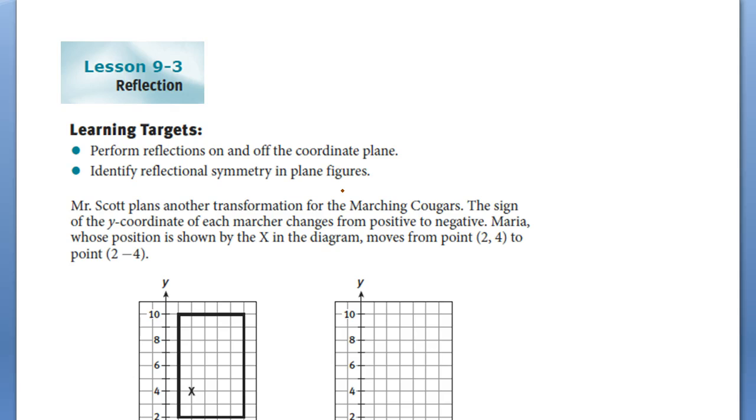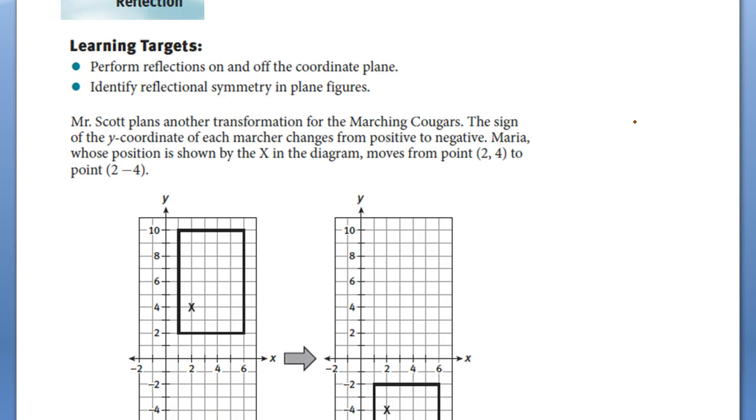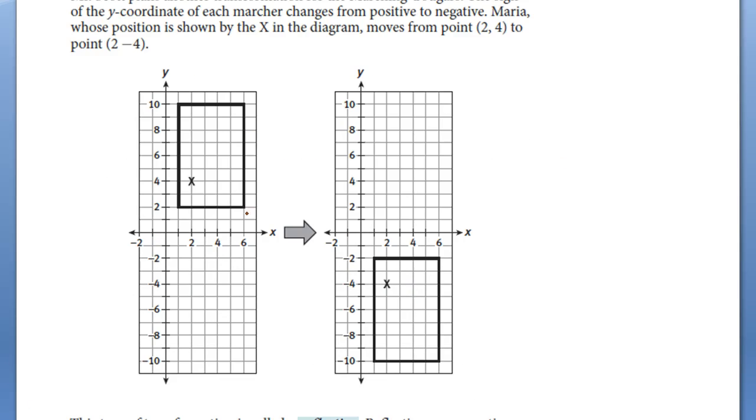The sign of the y-coordinate of each marcher changes from positive to negative. Maria, whose position is shown by the x, moves from point (2, 4) to point (2, -4). So here we see Maria's position within that rectangular arrangement of the band members at (2, 4). That's where she's always been located in each of these lessons. And then following this transformation, she ends up here at (2, -4).